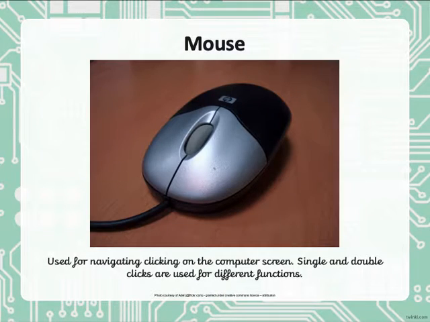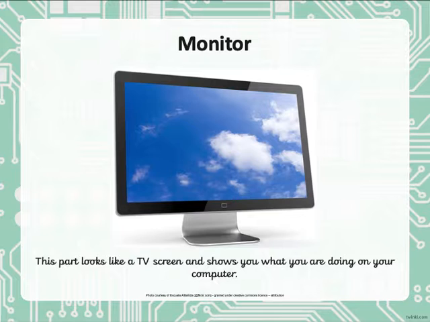The mouse. The mouse is used for navigating and clicking on the computer screen. Single and double clicks are used for different functions. So as I said, some of you might not have a mouse, you might just double click or single click on your laptop or on your tablet. A monitor. So this part looks like a TV screen and shows you what you are doing on your computer.